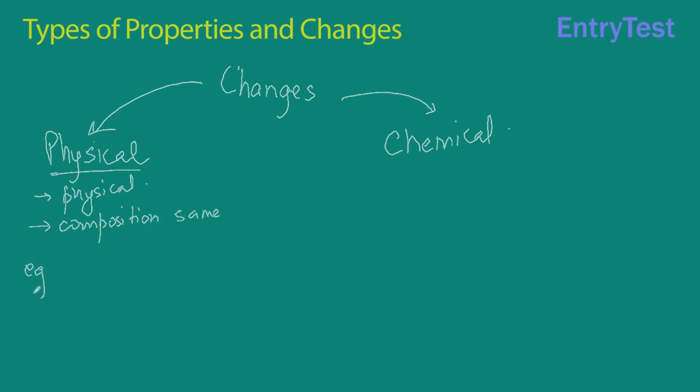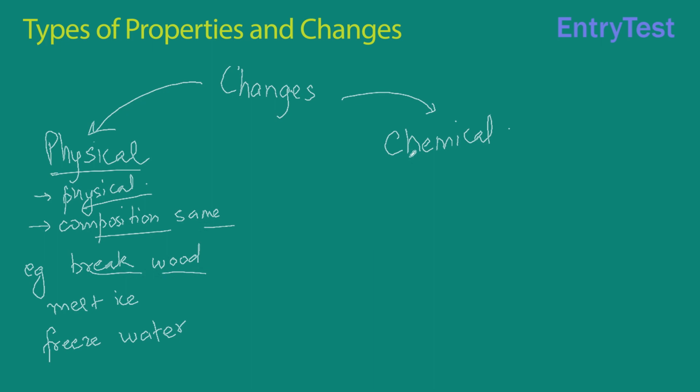For example, if you break a piece of wood, that is a physical change. Or if you melt ice, if you freeze water, so these are all physical changes. The composition is still the same, only the state has changed from liquid to solid or from solid to liquid, and in case of breaking a wood, it has just broken up into two different parts.